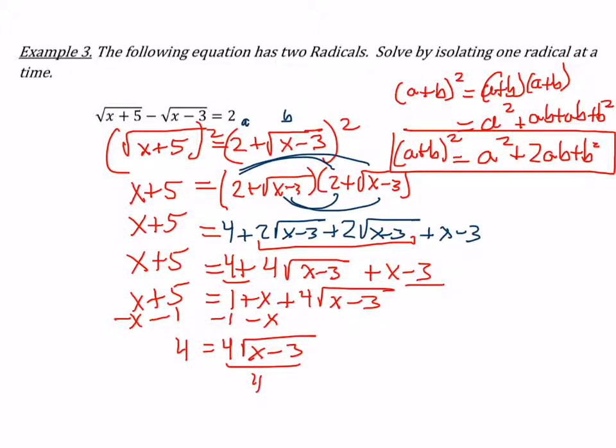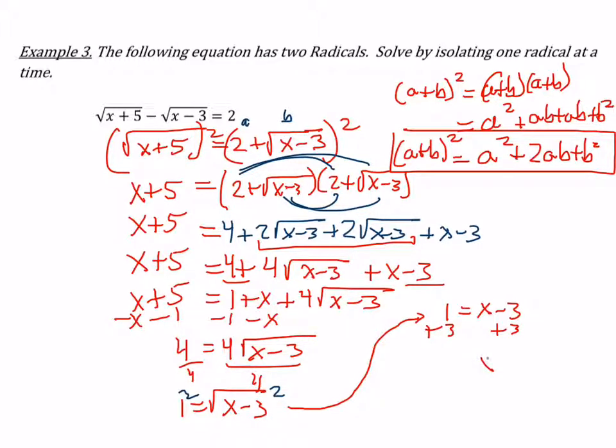Let's divide it by 4, and 1 equals the square root of x minus 3. Now we're ready to square this, and it'll go away nicely. Square that, and we're left with 1 equals x minus 3. We squared the 1, but 1 squared is 1 here, okay? And adding 3 to both sides, we've got x equals 4.